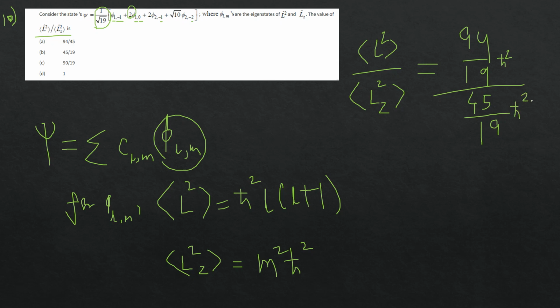Okay. So this becomes 94 by 45. Is the answer there? Yes. The answer is there in the options. 94 by 45, Option A. Option A will be the answer.